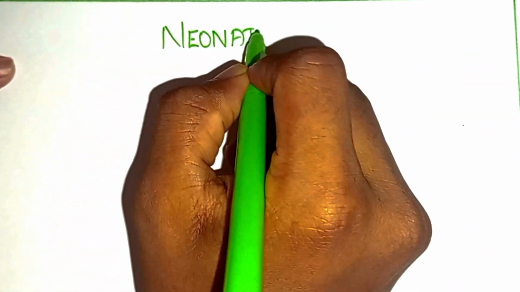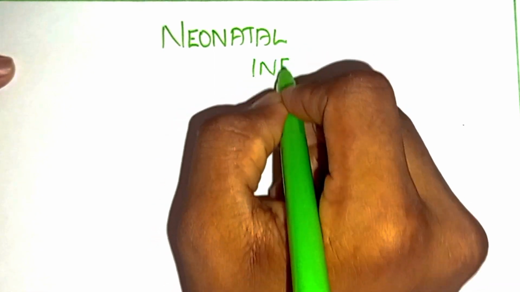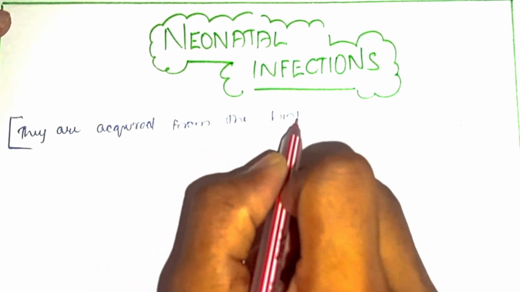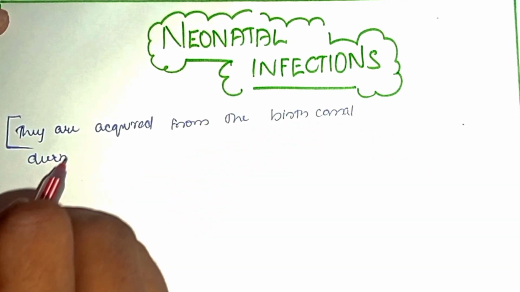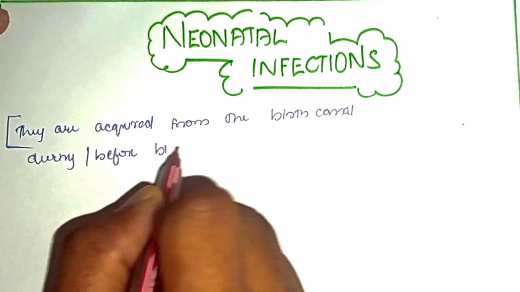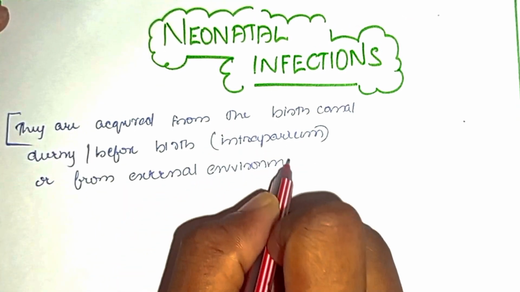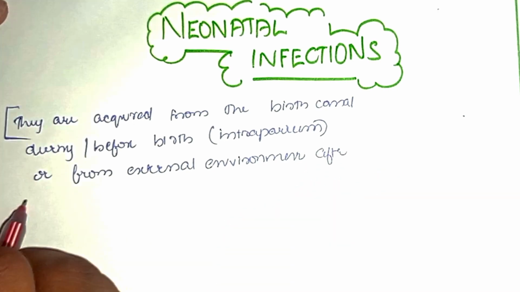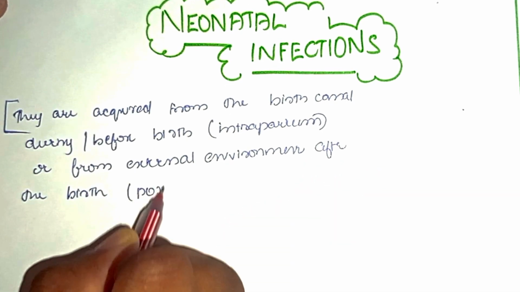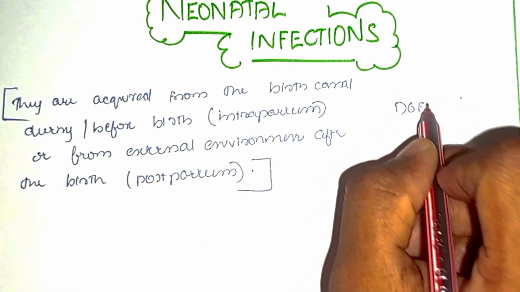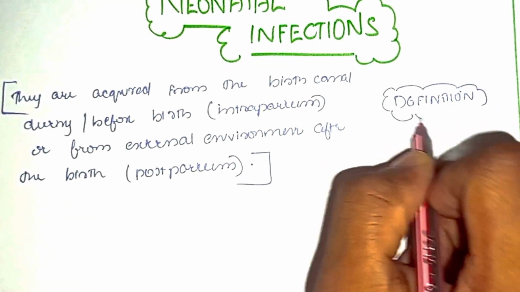Today we are again back with a topic called neonatal infections. Jumping on to the topic, these are infections that occur from the birth canal during or before the birth. Infections occurring before the birth are called intrapartum, or from the external environment after the birth, also called postpartum. These intrapartum and postpartum infections are generally called neonatal infections. So this is the definition of neonatal infections.